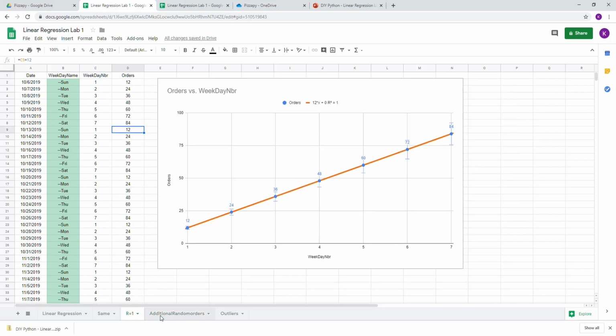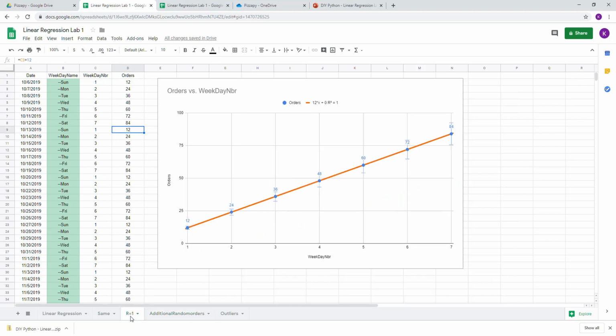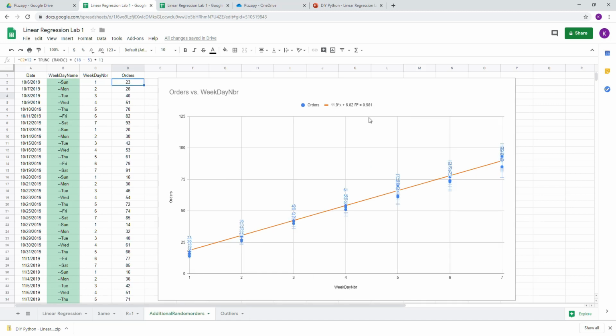Yeah, it's 12. Even though I introduced the randomness, because I still kept the constant of 12 orders per day, maybe we are still able to come up with an equation. This is basically a model. I would like to call it a model, but the equation here is 11.9 multiplied by x plus 6.82. But in the previous case, it is just 0, right?